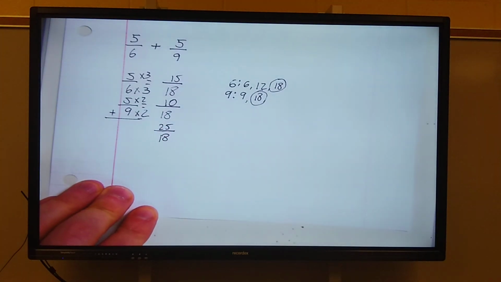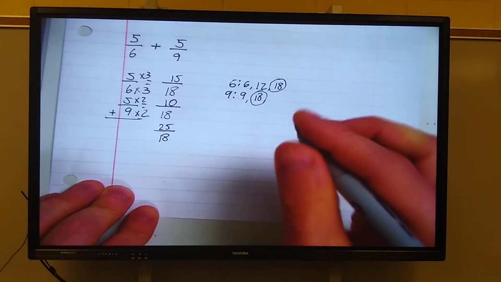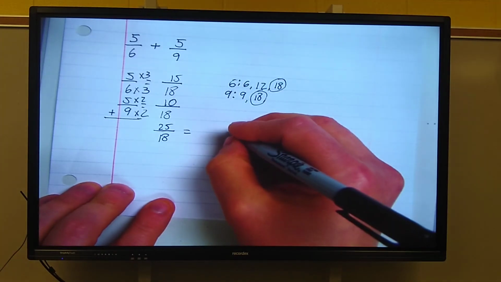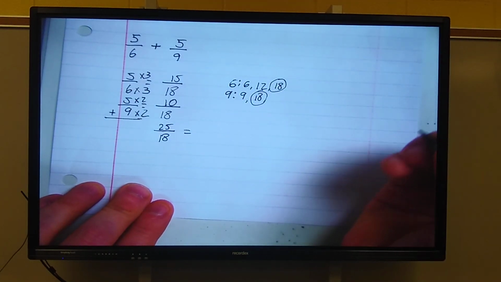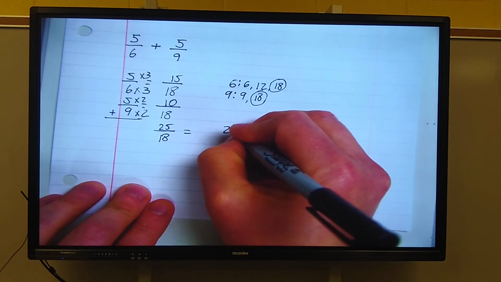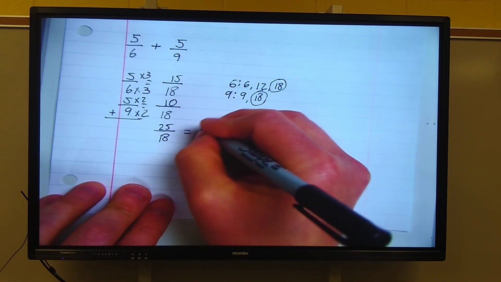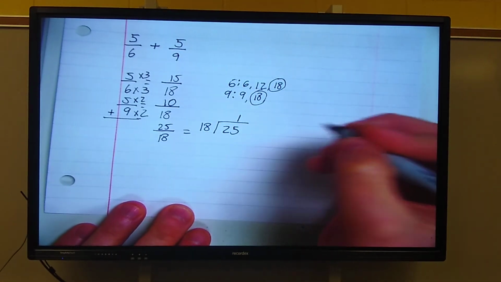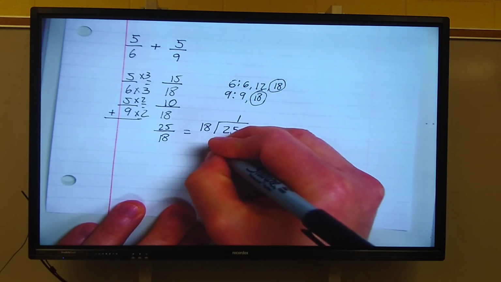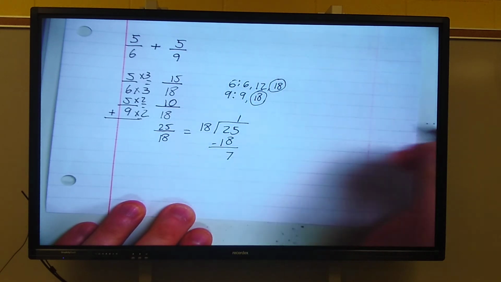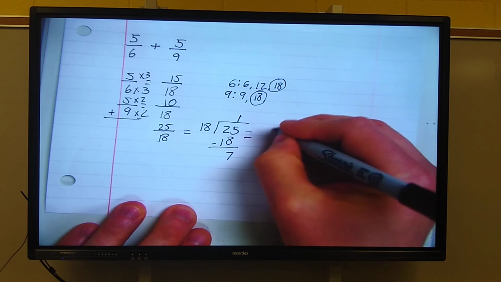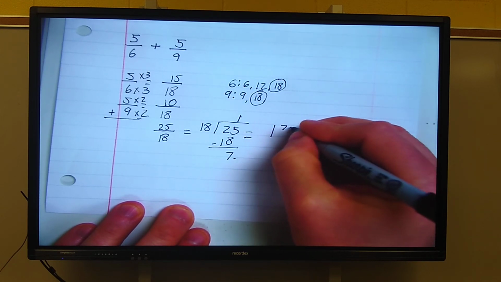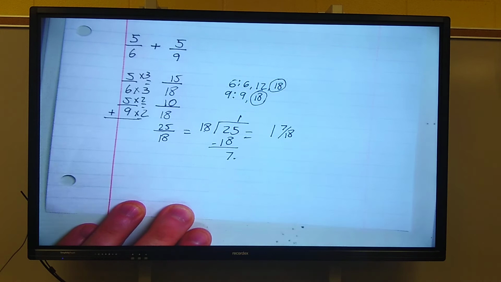I must ask myself the two questions. Is this an improper fraction? Yes, it is. So I have to change it to a mixed number. I sure hope you remembered how to do that. I take my numerator and I divide it by my denominator. 18 goes into 25 one time. I subtract. 25 minus 18 is 7. 1 is my whole number. 7 is my numerator. 18 is my denominator.